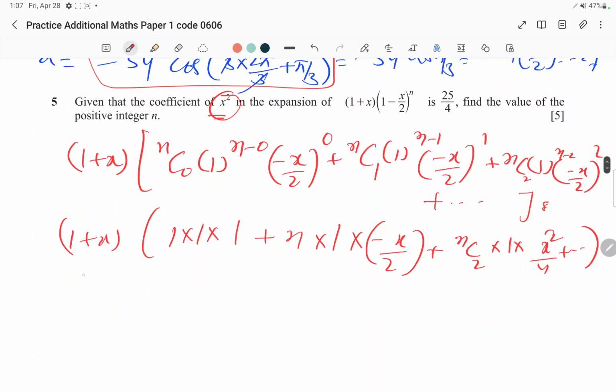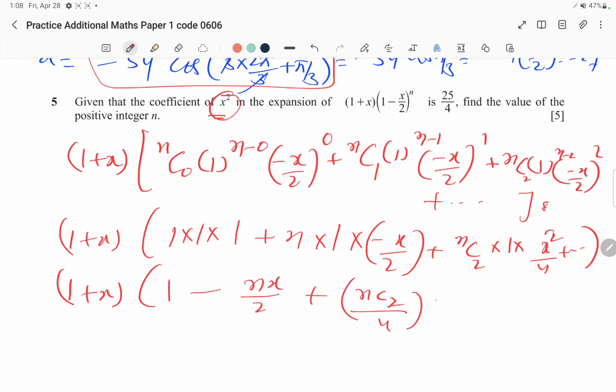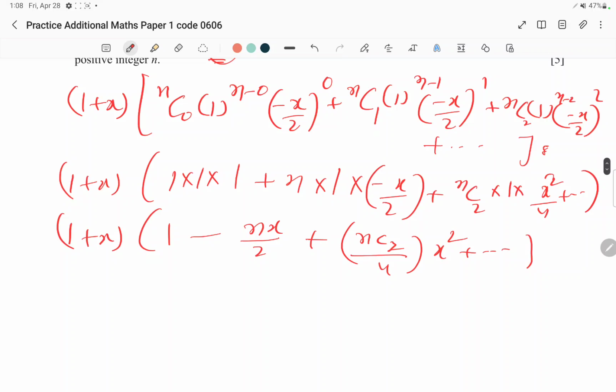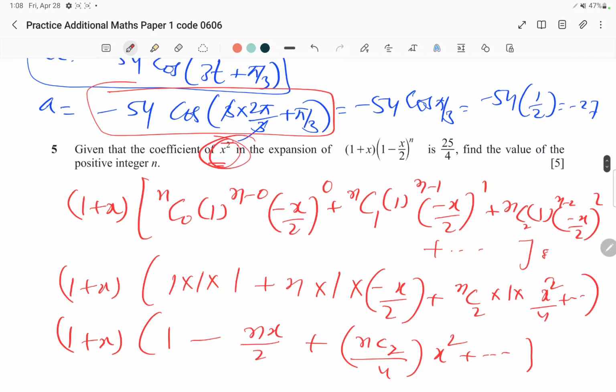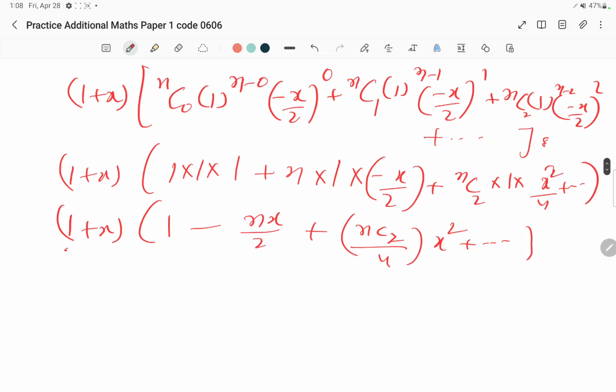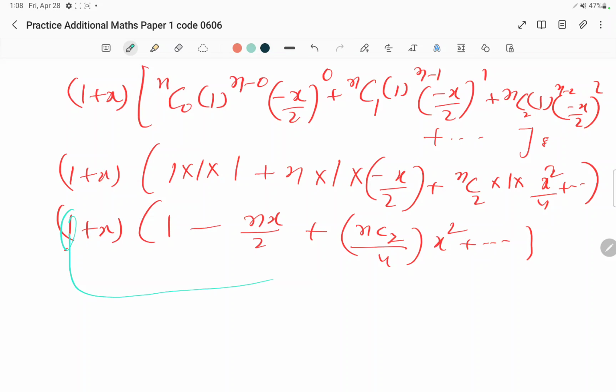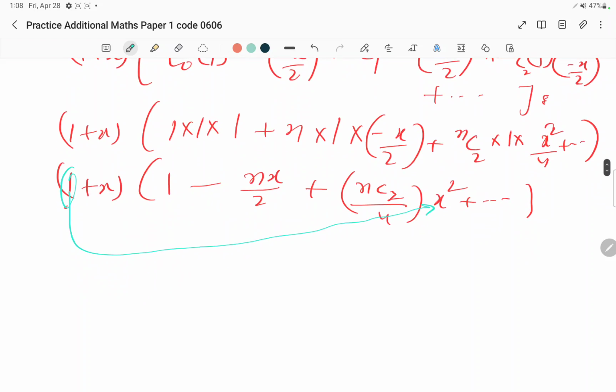Okay, now I want to write 1 plus x, 1 minus nx over 2, and then nC2 over 4 x square. Now when you multiply these two brackets, then definitely you will get many other terms, but we have to look for only x square. So when you multiply this one with this x square, then definitely you will get x square.